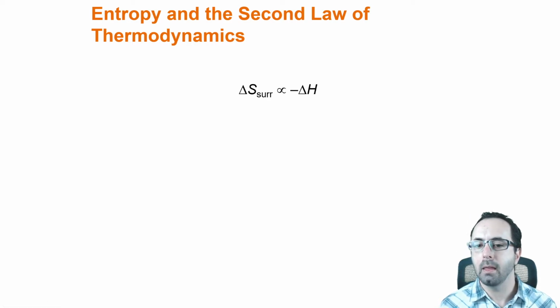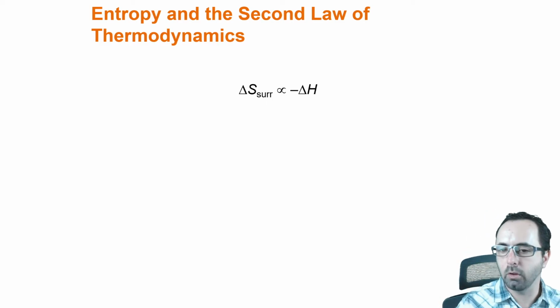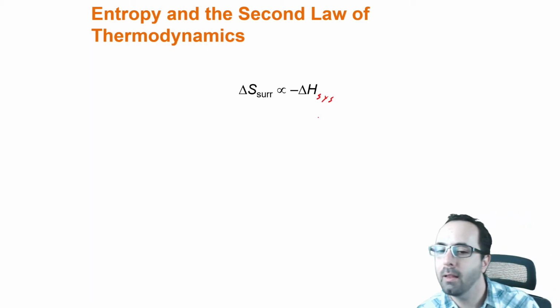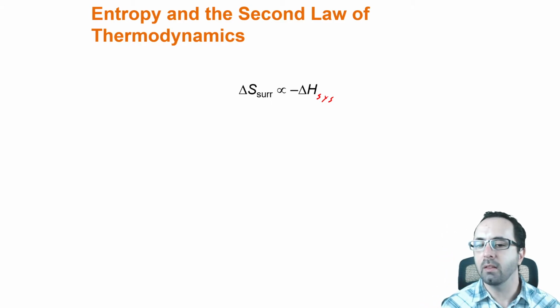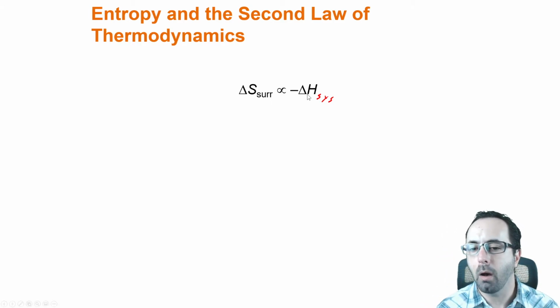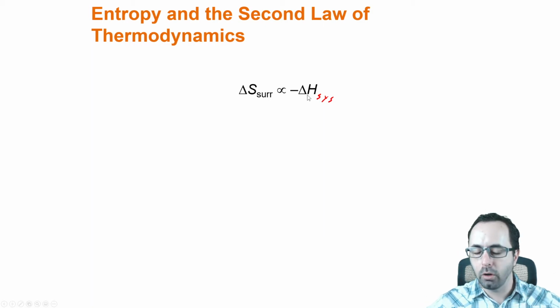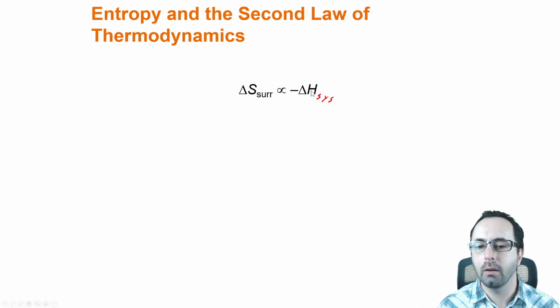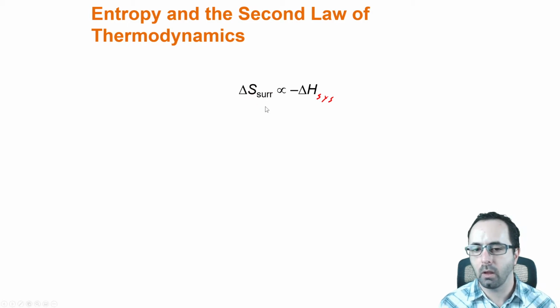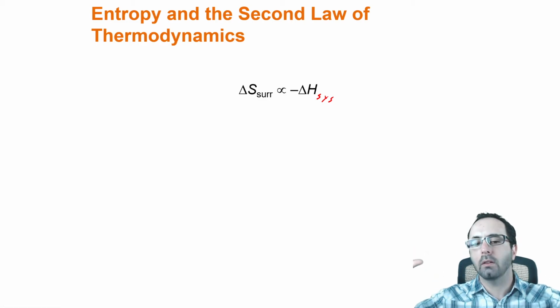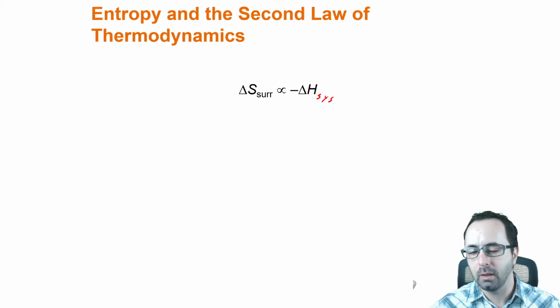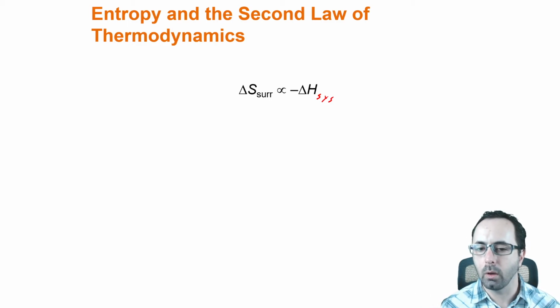Because, again, if the delta H of the system, the reaction, so here we mean system too. It's not written, but often we don't write system, but we mean delta H of the system. So if the delta H of the system is negative, it is exothermic, then that leads to greater entropy on the surroundings. And if the delta H is positive, it's endothermic, then the reaction is absorbing heat, so the surroundings are getting colder and their entropy is going down.